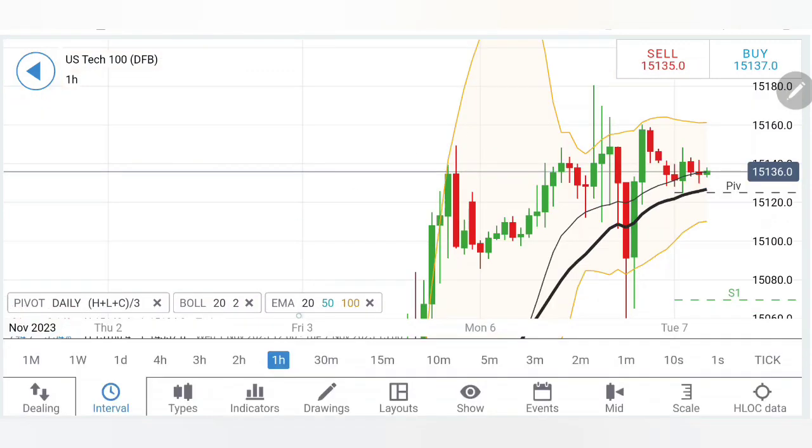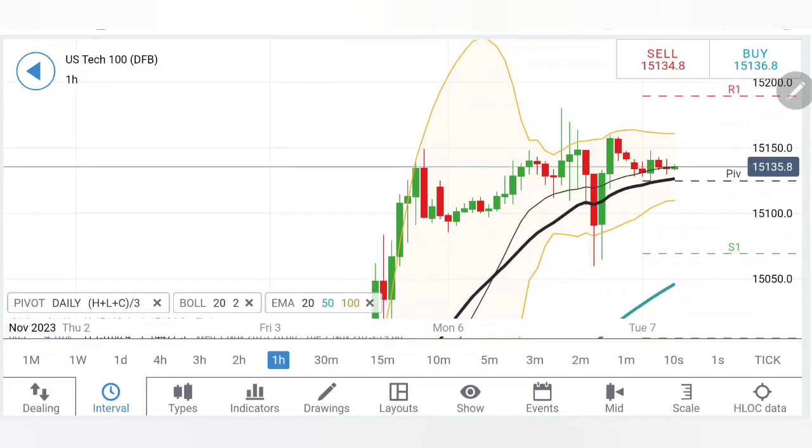See, Tech 100 since yesterday traded in a very modest zone, and it has not shown bullish intent, and at the same time it has not shown bearish intent as well. I have mentioned several times that the 15200-250 zone is going to be the resistance zone, and from those levels we can see a possible reversal. It reversed from 15180.